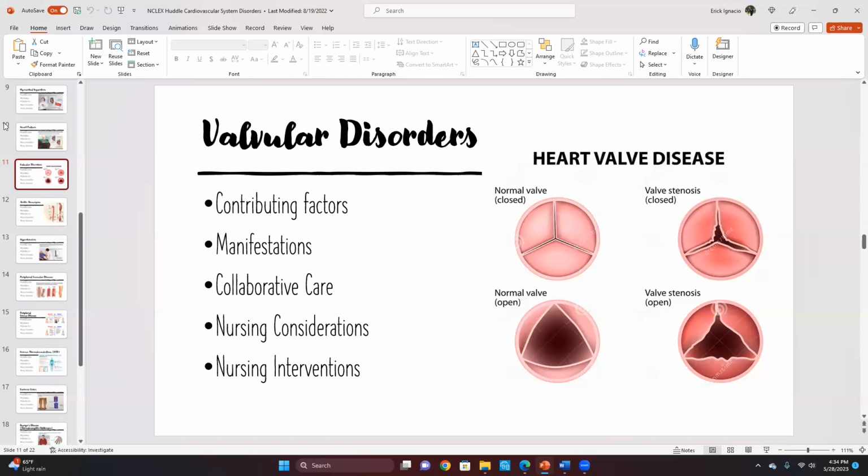So in this patient that has valvular disorders, we want to see if they have a history of endocarditis. And whenever there's itis, there's inflammation of, and in this case, it's the inner lining of the heart. So endocarditis. Do they have a history of rheumatic fever?